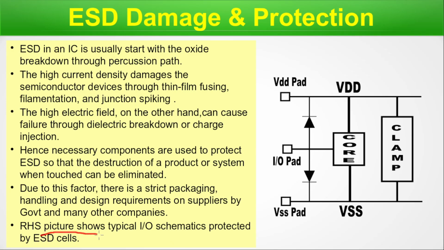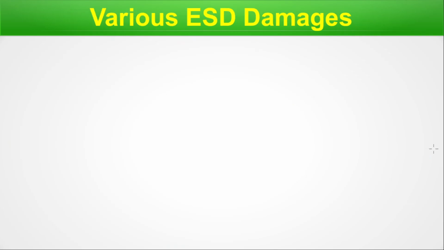The right hand side picture shows the typical IO schematics protected by the ESD cells. These are the pads which are actually connected in the IC periphery. And here is our core of the circuit and clamp. So this is a typical arrangement that we have in our ESD protection schemes. We are done here. Let's move on to the next slide.